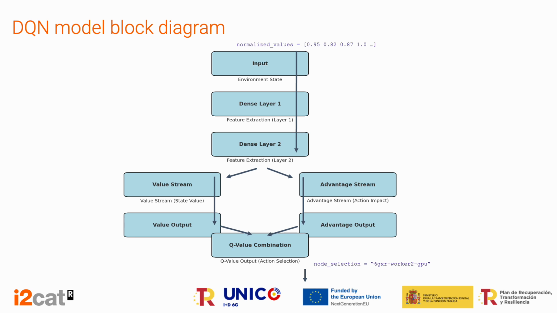These streams are combined to compute Q values, ensuring that the model effectively balances general state value with the specific impact of individual actions, enabling it to decide the best action to take.